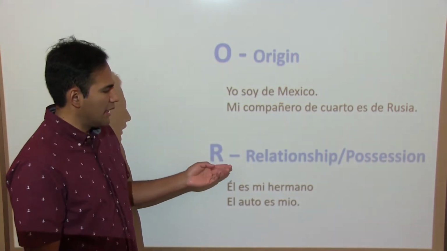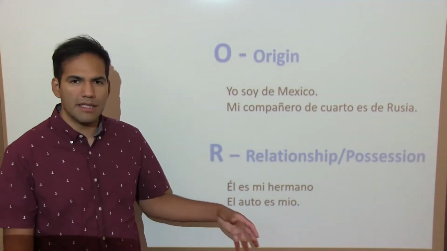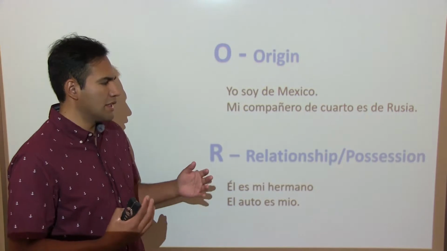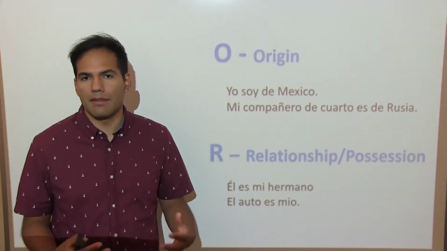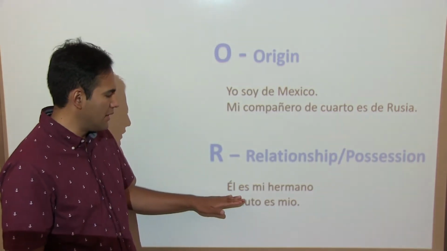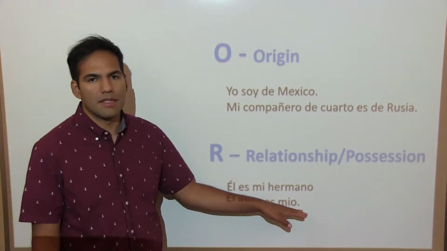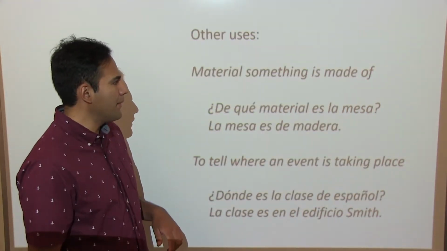The last one, R stands for relationship or possessions. Whenever talking about close relationships, like family relationships, we're always going to use ser, as well as talking about possession, when something belongs to someone else. For example, él es mi hermano, he is my brother, or el auto es mío, the car is mine. Okay?